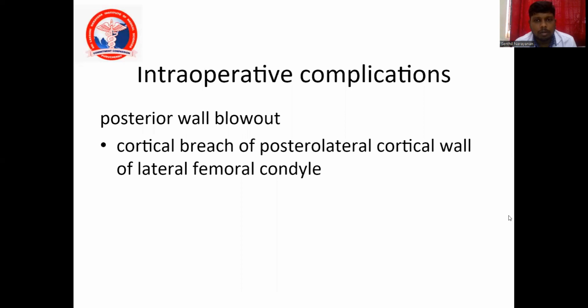So what are the intraoperative complications of ACL reconstruction? When you drill the femoral tunnel close to the posterior cortex, or with improper femoral tunnel placement, it will cause a posterior wall blowout. That's a cortical breach of the posterolateral cortical wall of the lateral femoral condyle.